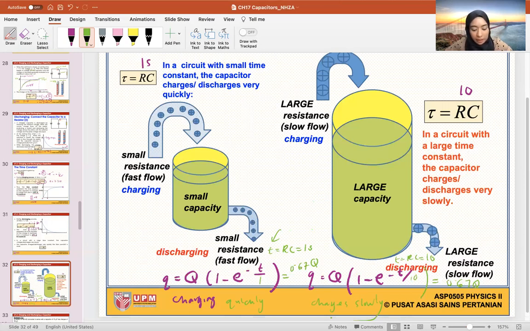So again, if they ask you, compared to a capacitor with time constant 5 versus a time constant of 50, which capacitor will have a slower charging time? A slower charging time is related to a high time constant. And a fast charging time is related to a small time constant. That is how they can ask you about that. Is that clear for everyone?